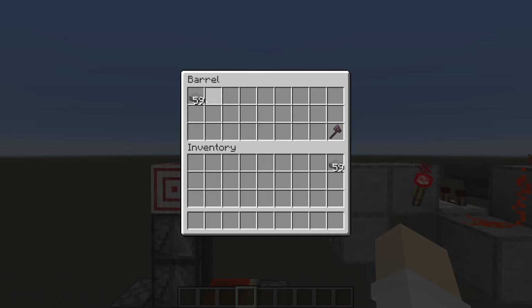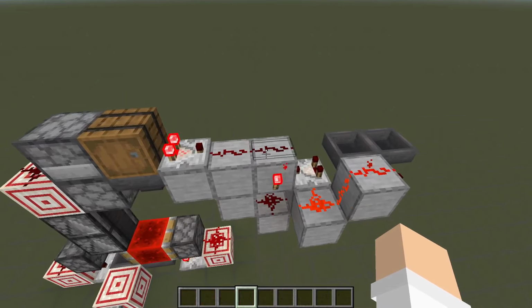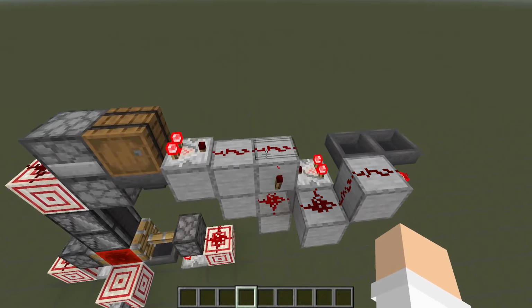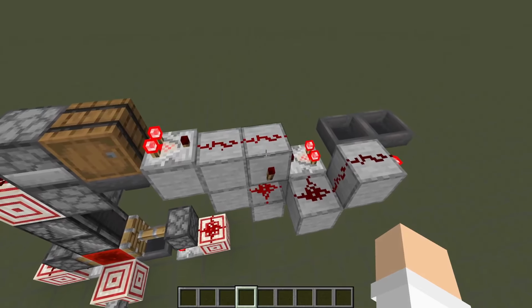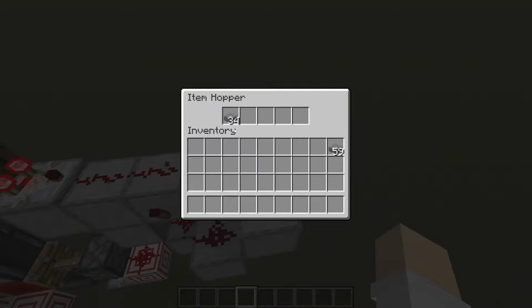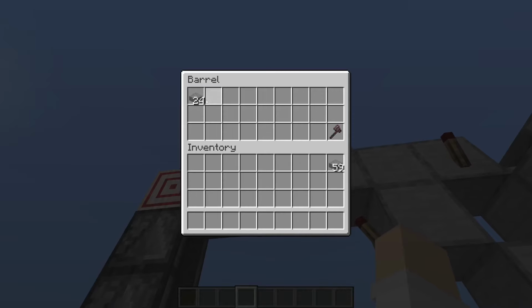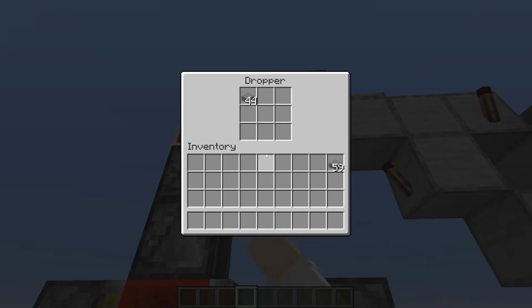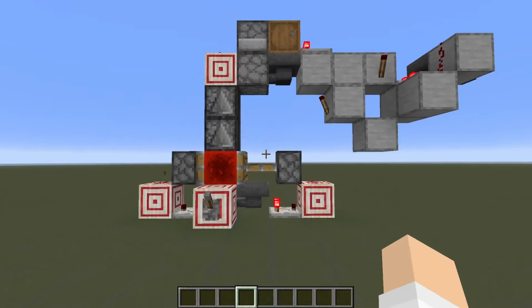As you can tell, we have 59 items already in here. So once we reach 60, that's the perfect amount to give a comparator a signal pulse of 2. So as soon as we hit that signal pulse of 2, we run this pulse extender for exactly 60 items to drain the barrel in through the hopper into this dropper to reset the entire system.